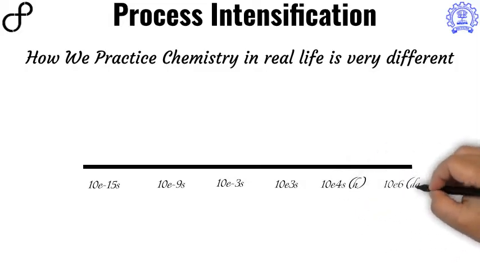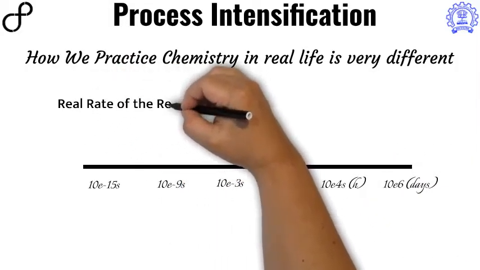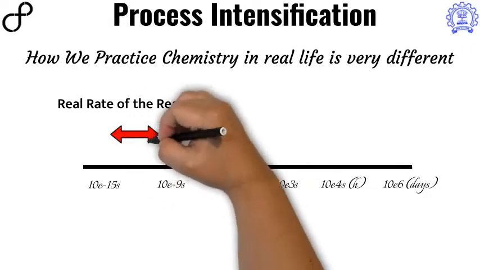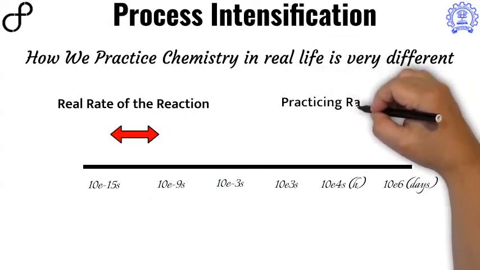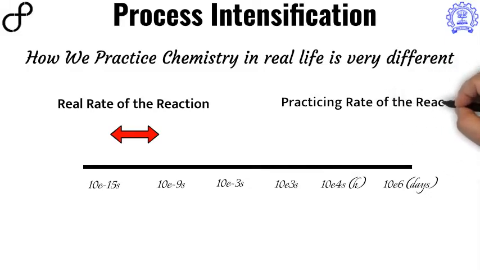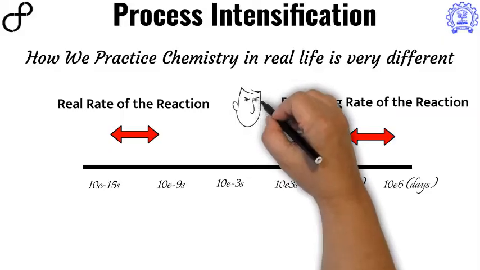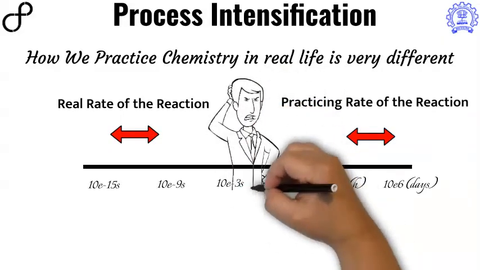I am sure it is very shocking to many of you that the process, which actually happens in sub-picoseconds, is being carried out in hours and days. It is amazing that for over a century now we have been doing chemistry at a timescale which is 12 to 18 orders slower.